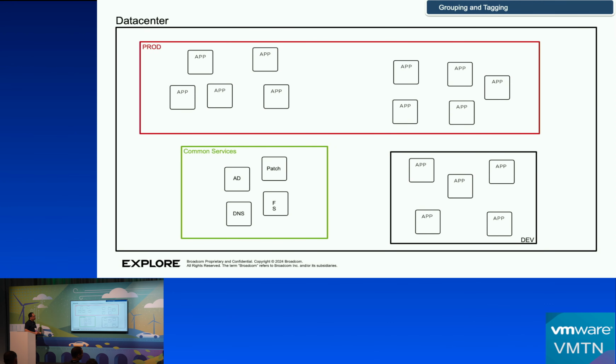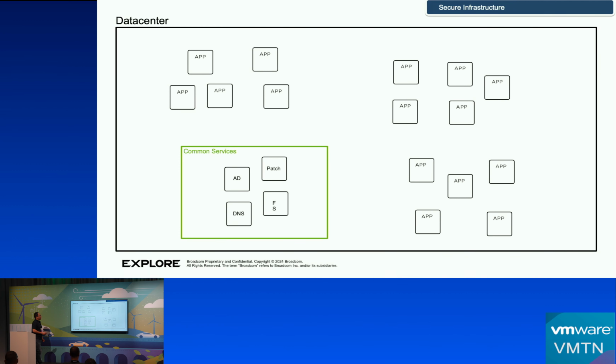So let's go back to that brownfield data center. Like I mentioned, you start off with macro segmentation. In this simple scenario, I have a production environment, I have a dev environment, and I have common services: AD, DNS, a patch management server, and so on. Grouping and tagging.